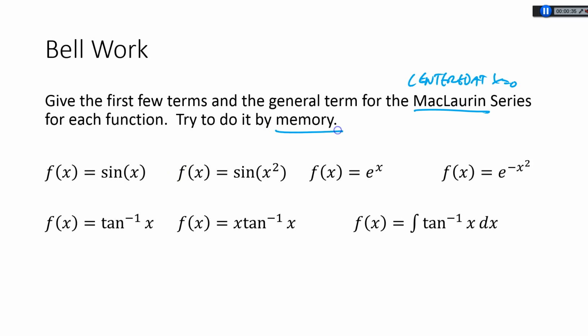Now, I would say try to do it by memory. The ones that AP requires you to know are on that yellow card. So you have to know sine, you have to know e to the x, and you have to know cosine. These guys down here are also ones that we added to our notes last week, and I think you should know how to do them. They're not too bad. And then the other one we had was natural log of 1 plus x.